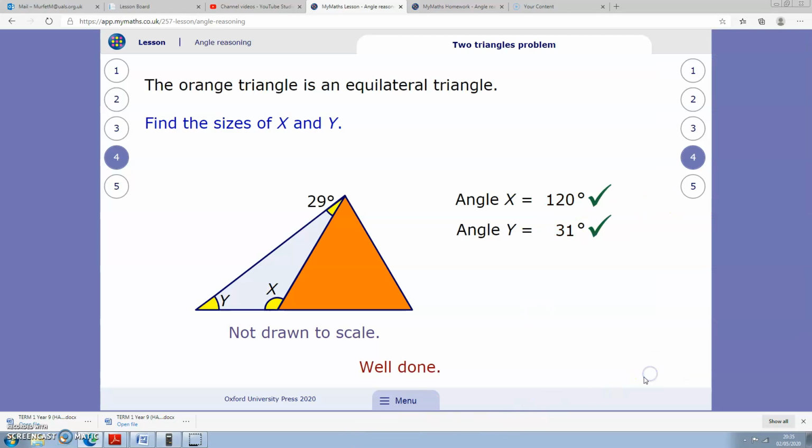I'm going to see if we're right. Okay. So the only way we could find these 2 angles is to realise, because this is equilateral, these angles here are all 60 degrees. If I didn't know that, then I would struggle to find x.